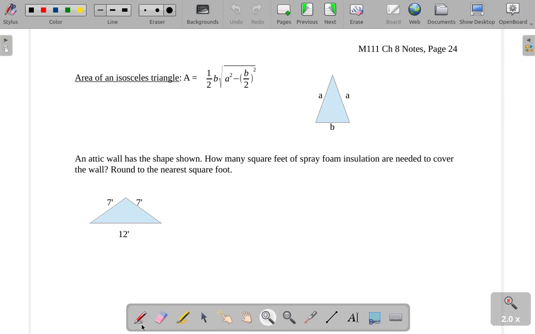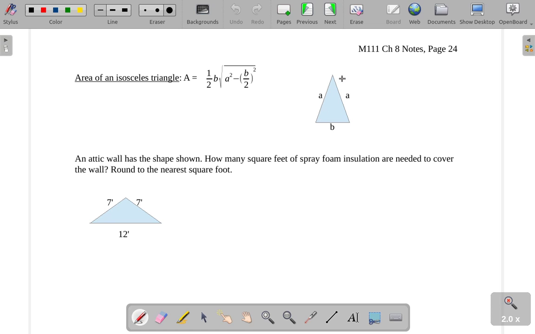We can talk about the area of certain types of triangles, the area of an isosceles triangle, for instance. This is kind of a weird looking formula. The thing to note when we're dealing with a formula like this is that you do need to pay attention to what A and B mean.